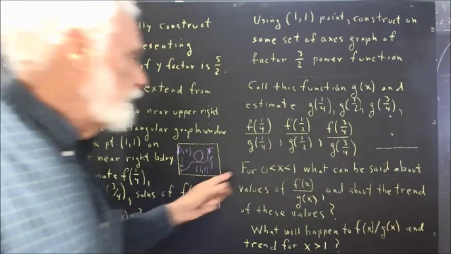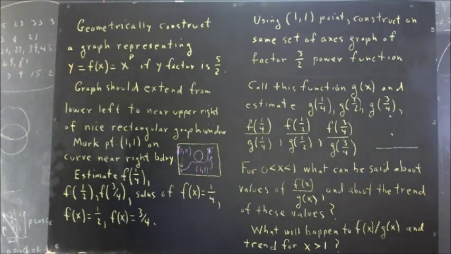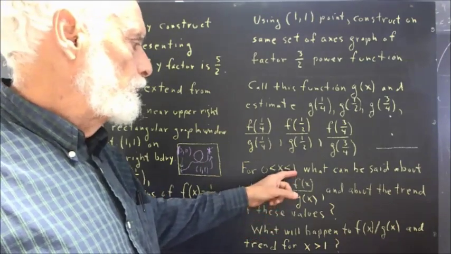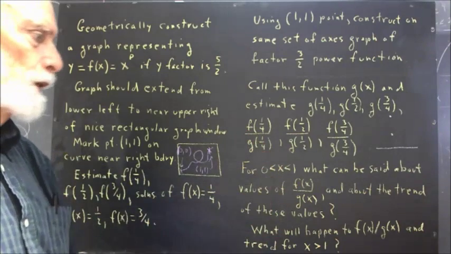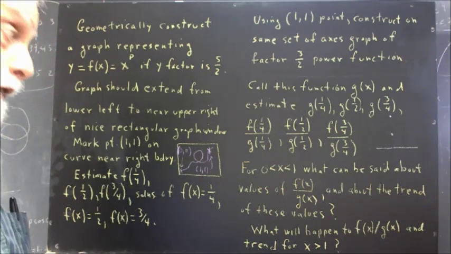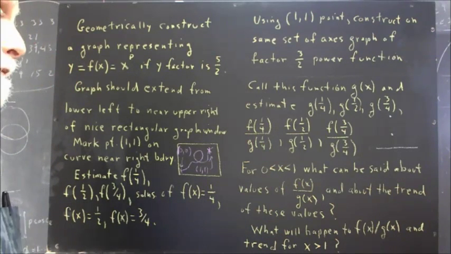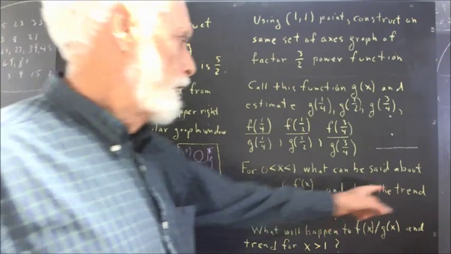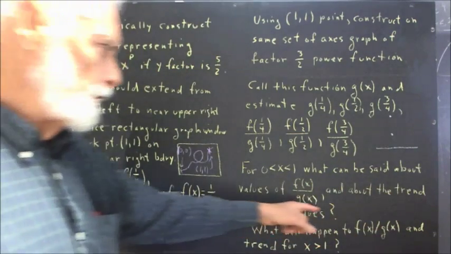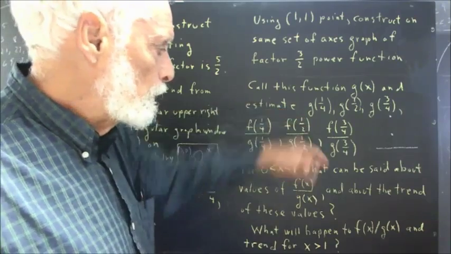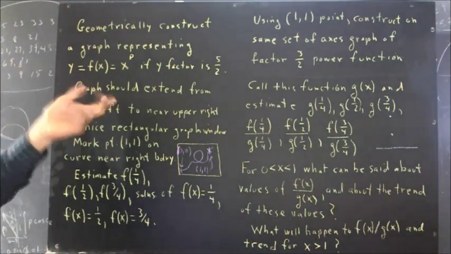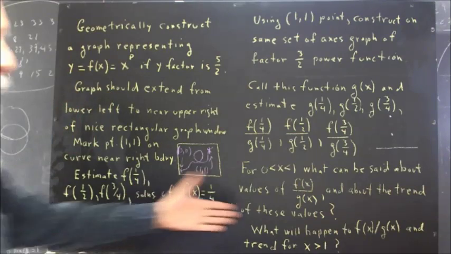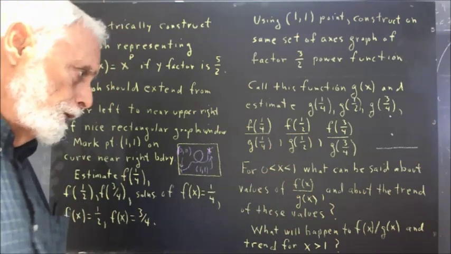Okay. Then for x between 0 and 1, what can we say about the values of f of x over g of x? Okay, there's a statement we could make about the values of f of x over g of x. And then there's a statement we could make about the trend of these values. As x goes from 0 to 1, what's the trend of f of x over g of x? And say as much as we can about the trend of those values.